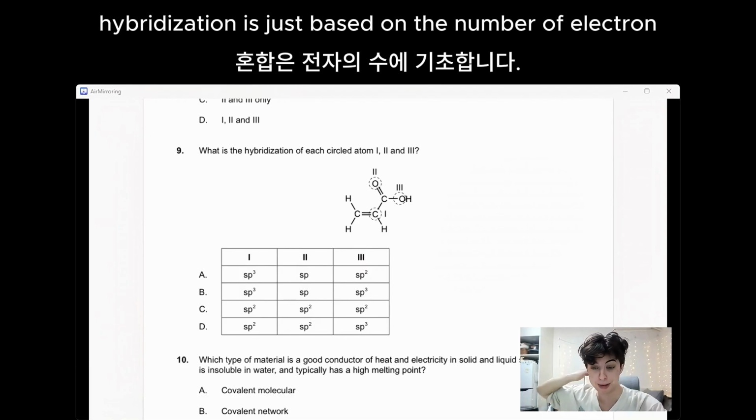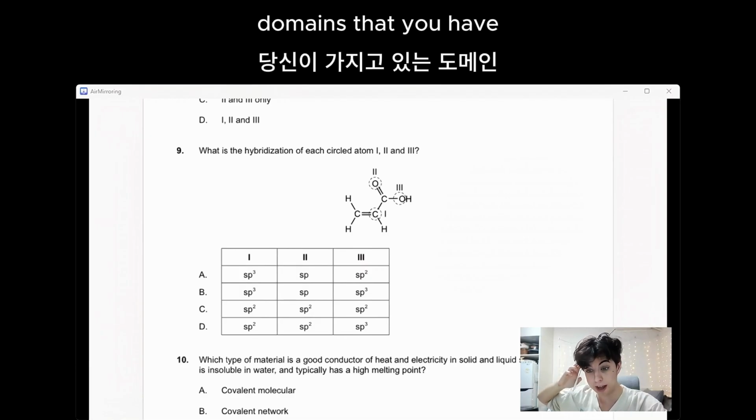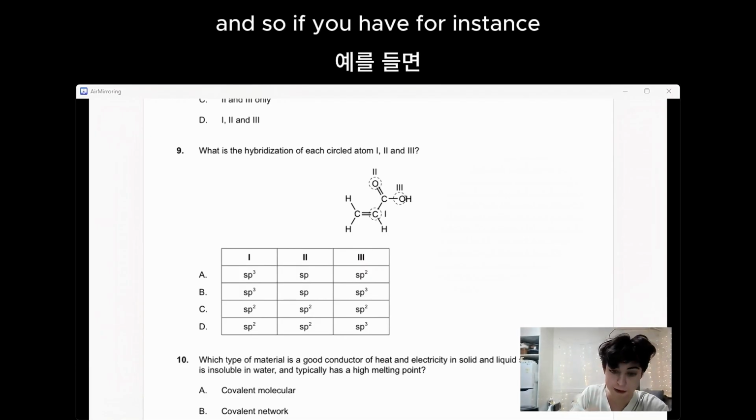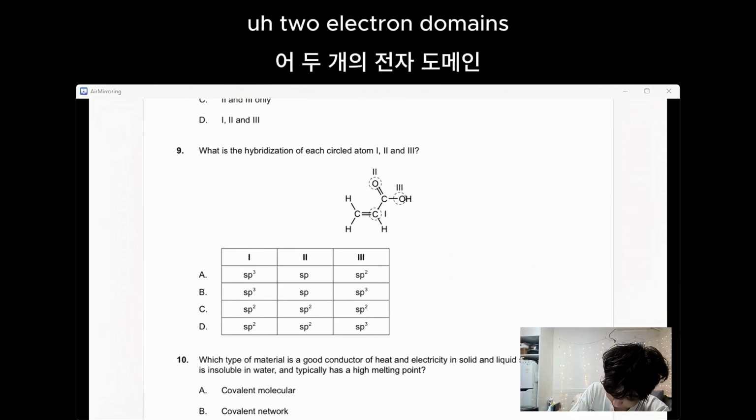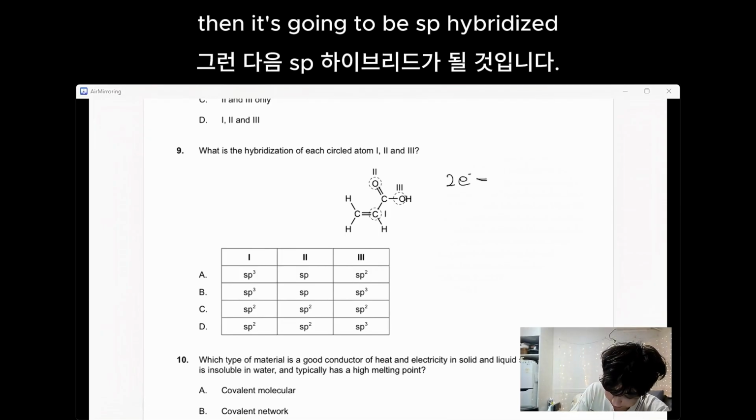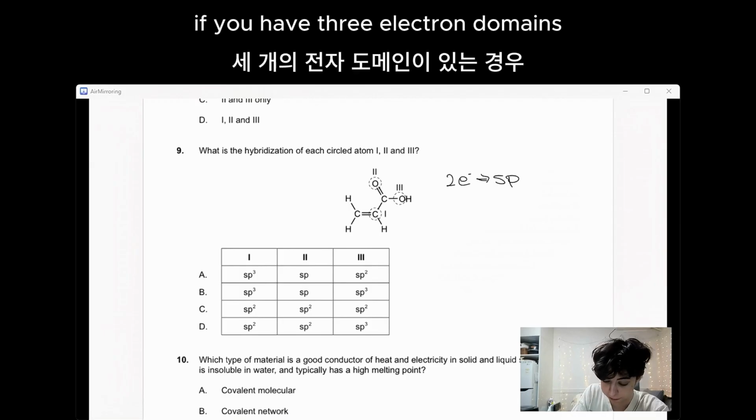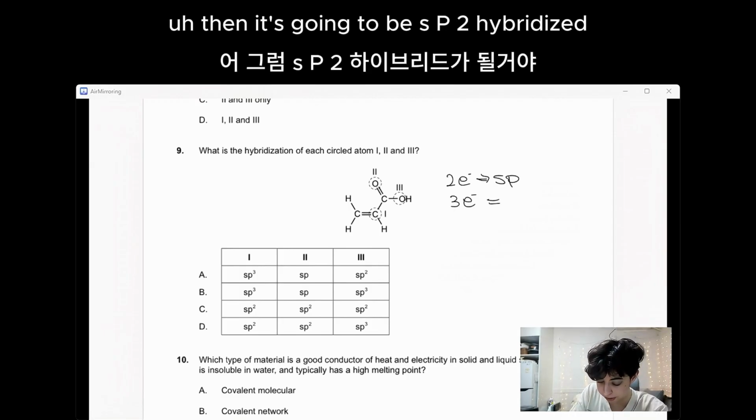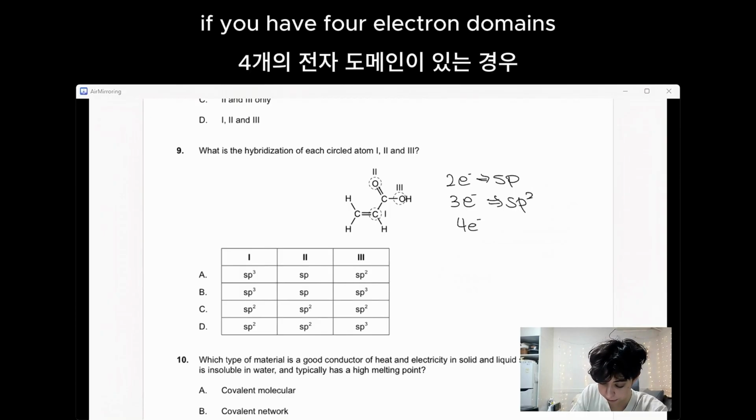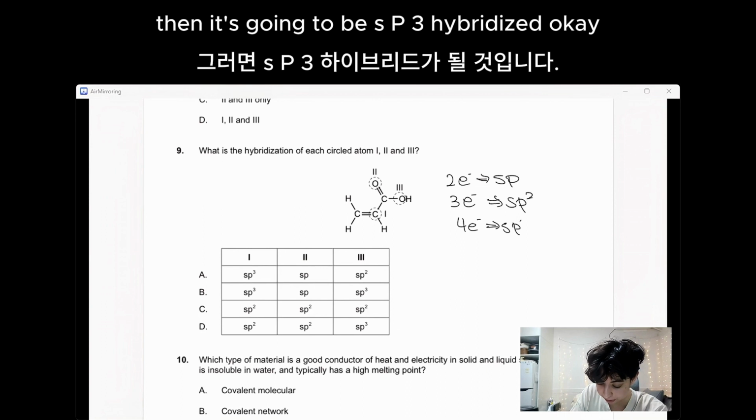So hybridization is just based on the number of electron domains that you have. And so if you have, for instance, 2 electron domains, then it's going to be sp hybridized. If you have 3 electron domains, then it's going to be sp2 hybridized. If you have 4 electron domains, then it's going to be sp3 hybridized.